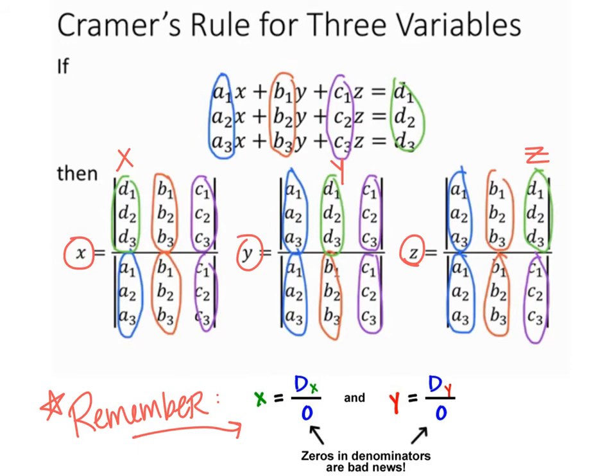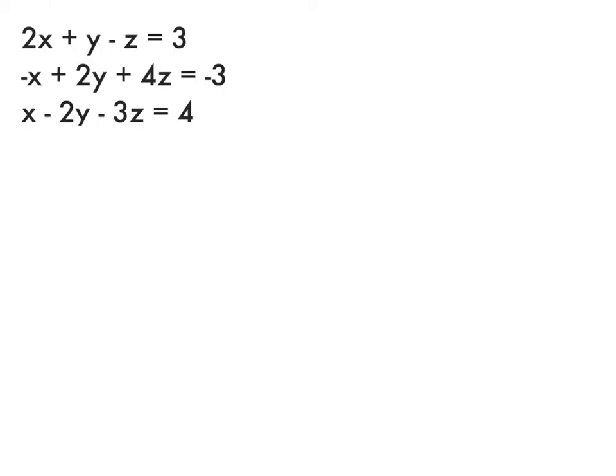If we look at how it's similar to the 2x2, I replace my x column with my constants. I would replace my y column with the constants, and the z column with the constants. It just takes a little bit more work, but it's the same process as a 2x2. All right, you ready to see this in action?